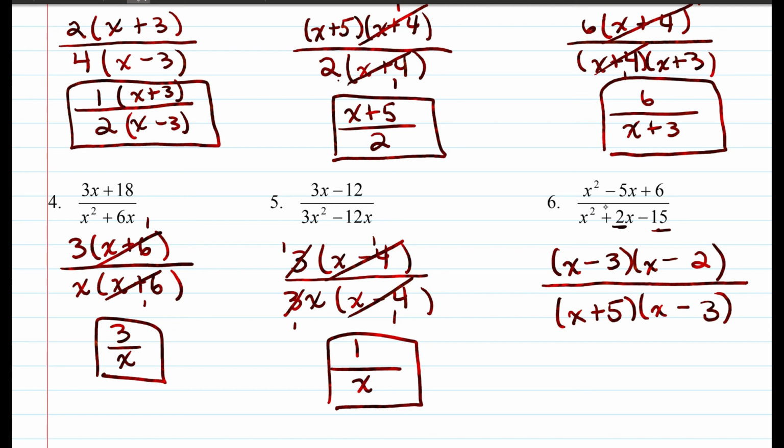So now we go ahead and cancel out the x minus 3's. And now we have 1 times x minus 2 is x minus 2. X plus 5 times 1 is x plus 5. And that's our final expression.